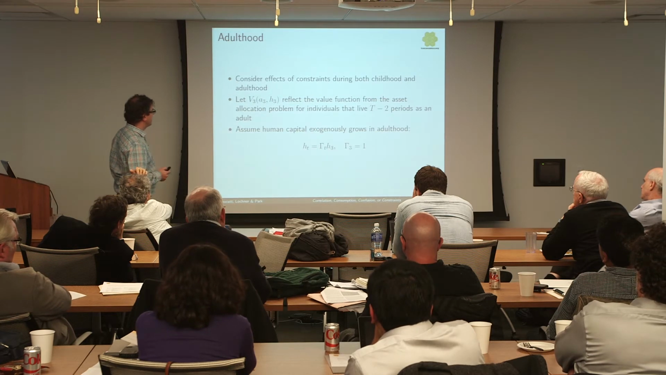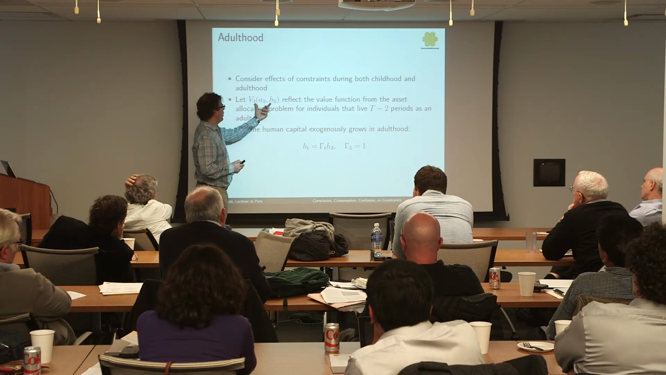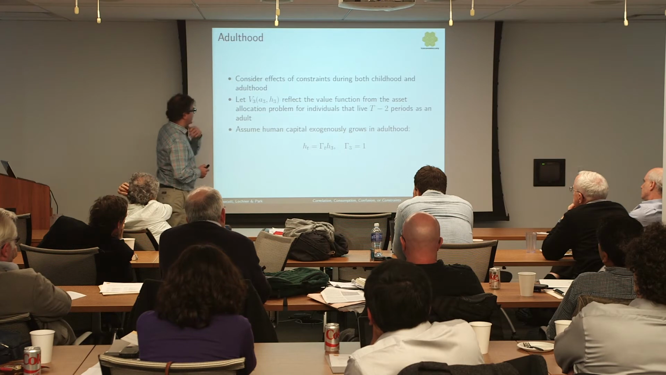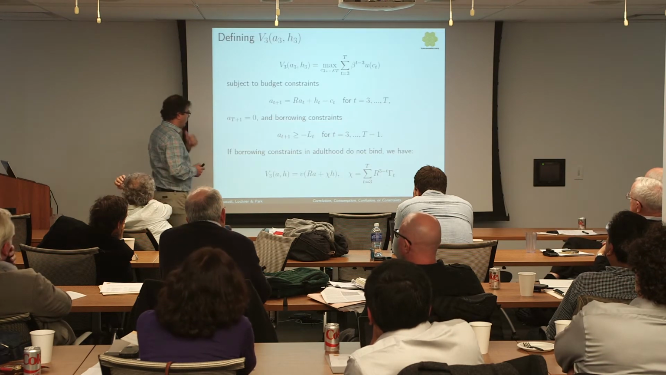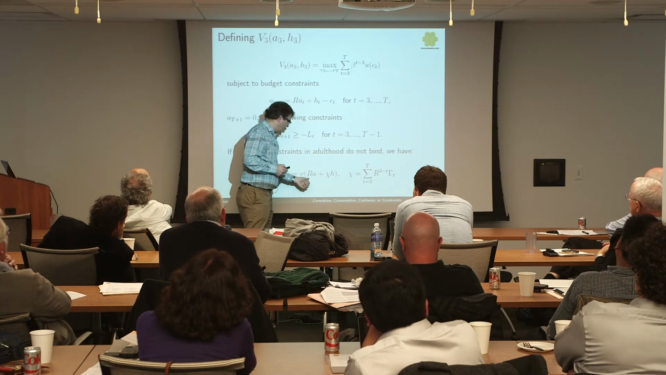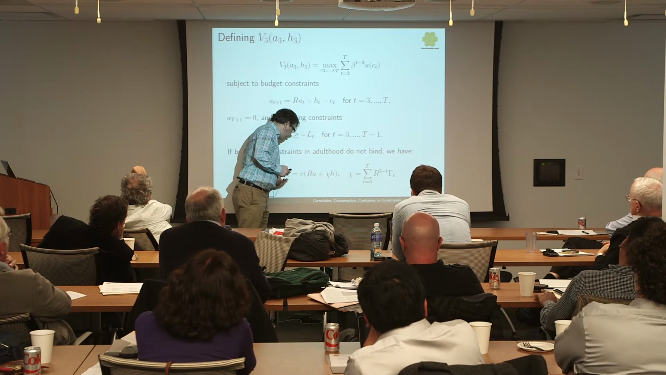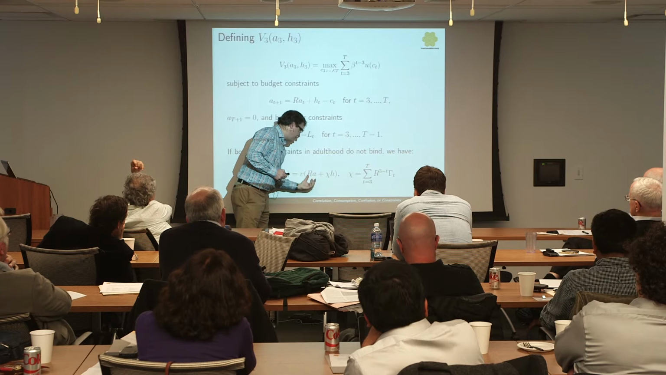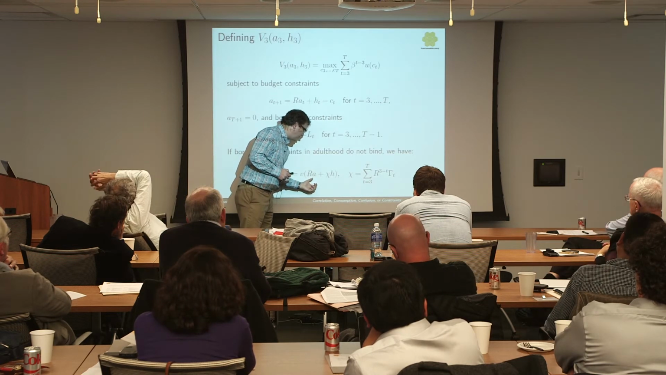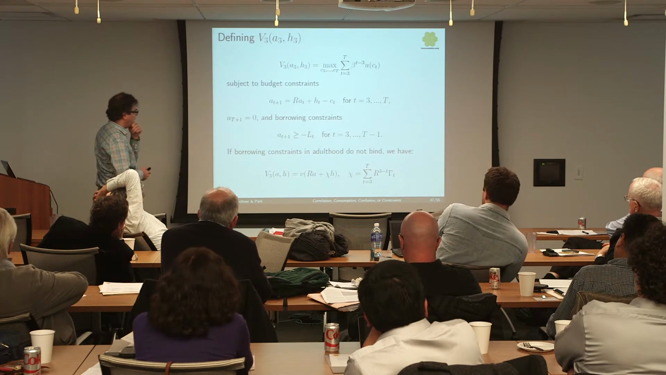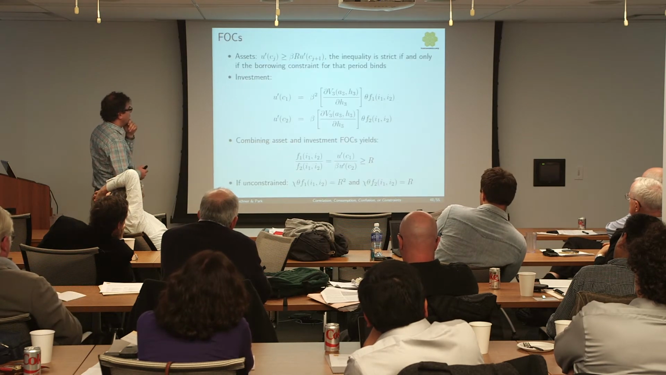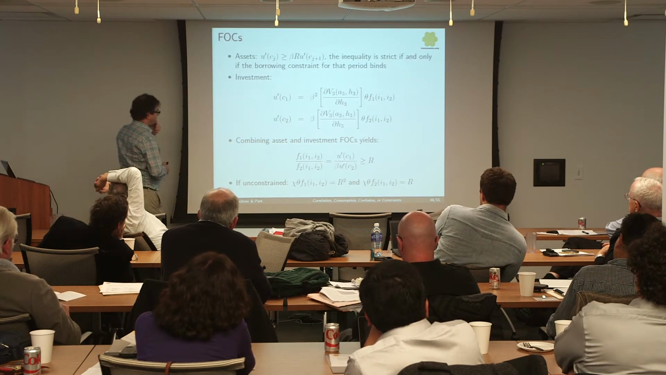Let me skip over this. This value function now reflects the value of some sort of life cycle problem thereafter. If you're never constrained ever again in the future after you're an adult, you can write that as a function of your total wealth, your assets that you've saved, and then the total value of your human capital over the rest of your life, if none of those constraints bind. But we don't necessarily need to assume that.